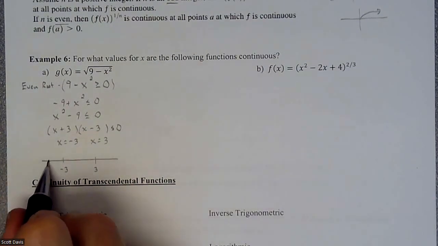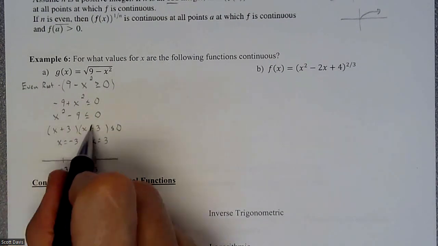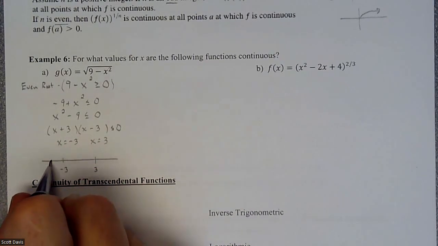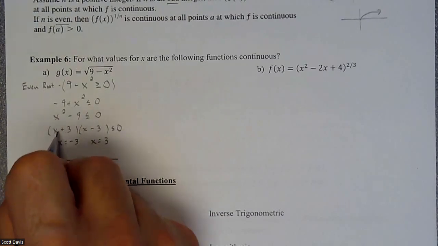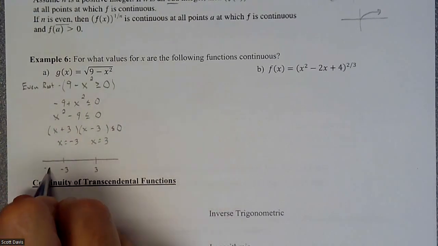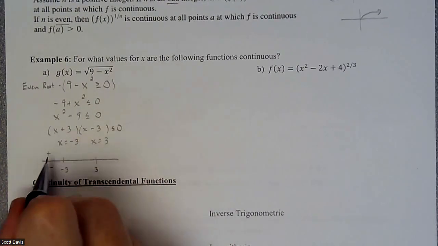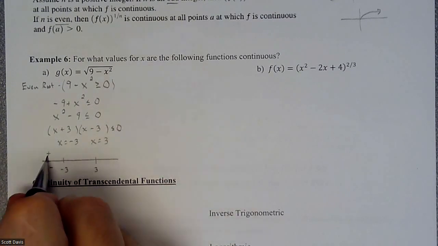If I plug in a negative 4, I want to test each of these regions and see where this thing is less than or equal to 0. If I plug in a negative 4 here, I would have a negative times a negative, making this overall thing positive. And a positive value is not going to be less than or equal to 0. So that's not going to work.